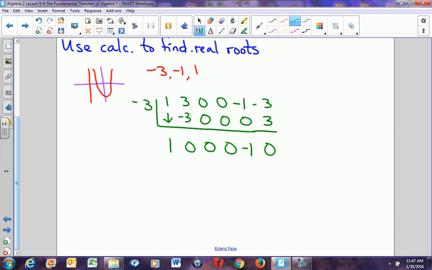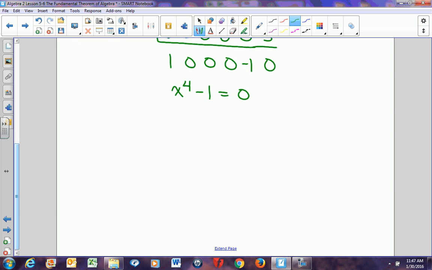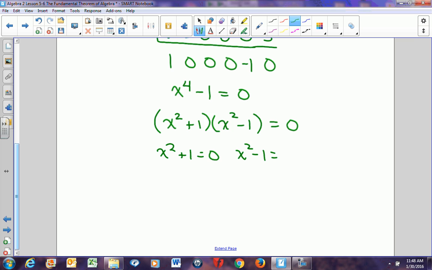So we end up with, if you remember, this was a 5th. This is one of the factors, so this becomes a 4th. So this becomes x to the 4th minus 1 equals 0. I can now factor this. I can factor this to become x squared plus 1 times x squared minus 1 equals 0. So x squared plus 1 equals 0 and x squared minus 1 equals 0.